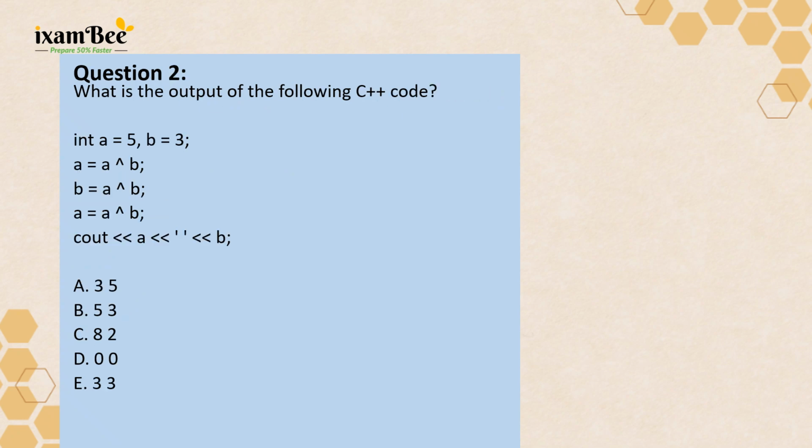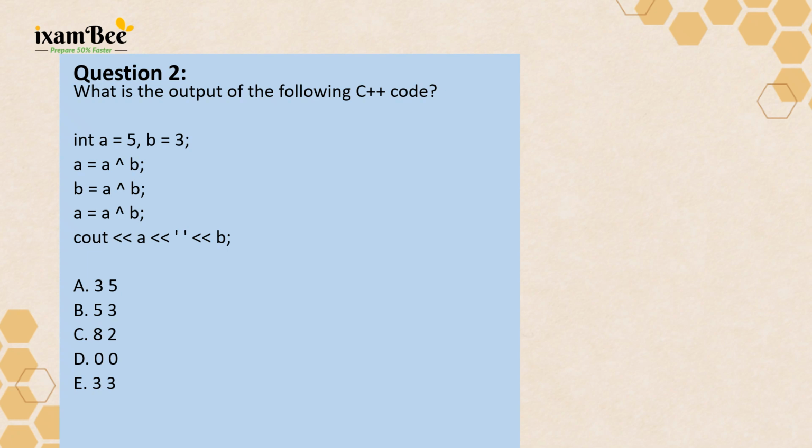Have a look at this question. Here we have two variables A and B assigned values 5 and 3. First of all, A is assigned the value of A XOR B. Then B is assigned the value of A XOR B, and finally A is also assigned the value of A XOR B. Then we are outputting the values of A and B. You have to predict what would be the output.